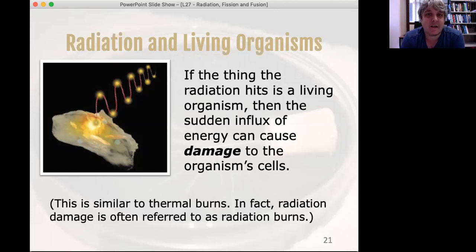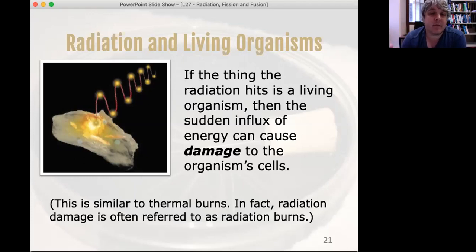It's the same idea. Your cells, your DNA, all your particles that make up you are receiving too much energy and they are destroyed. They can no longer carry out their function. So radiation burns is what we often refer to them as. The difference, of course, being that thermal burns come from the outside, they hit your skin and they will do damage that way. And so if you apply enough thermal energy, you could burn through the skin and get to the muscle and the inside of the living organism. But if you have radiation burns, the radiation can get anywhere through your body.